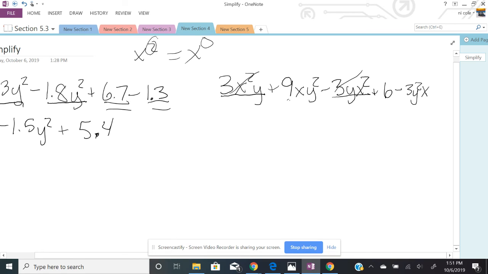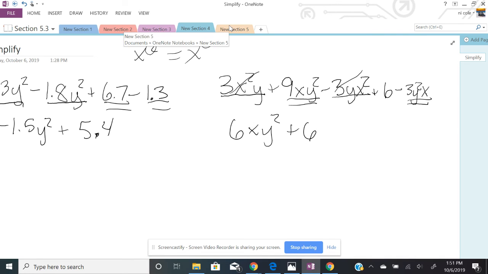My next like terms are these. They both have y squareds and x's. So I have 9x y squared minus 3y squared x. So what is 9 minus 3? That's 6x y squared. And then all I'm left with is plus 6. So don't let it try to trick you too badly. Remember that in multiplication the order doesn't matter, the answer's still the same.